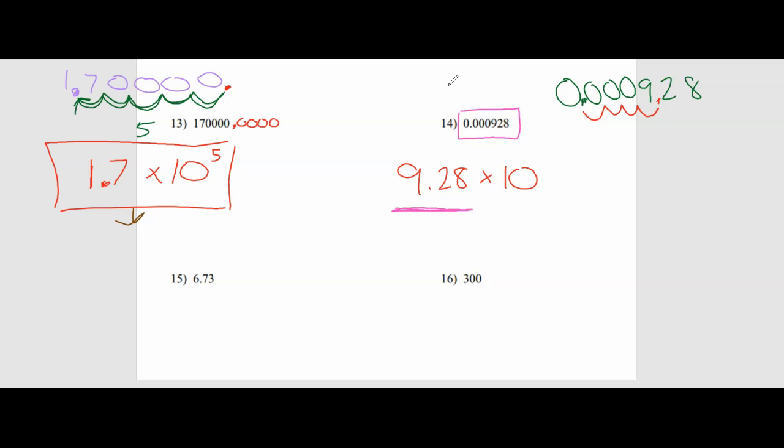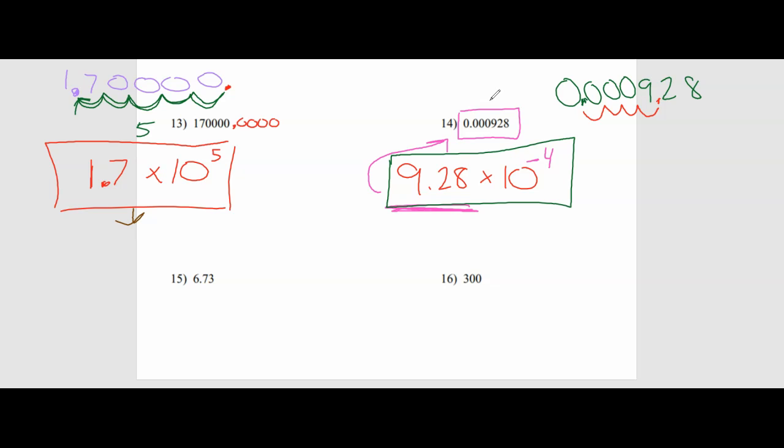This number out here is large. And I need to think about how I would get this 9.28 to equal the original number, 0.00928. Well, I'd have to make it smaller, which means I need to multiply by a power that is negative. So 10 to the power of negative 4. If I multiplied by 10 to the power of positive 4, I would be making 9.28 much larger. But I need it to become much smaller because that's what the original number was. So this would be our answer to 14.